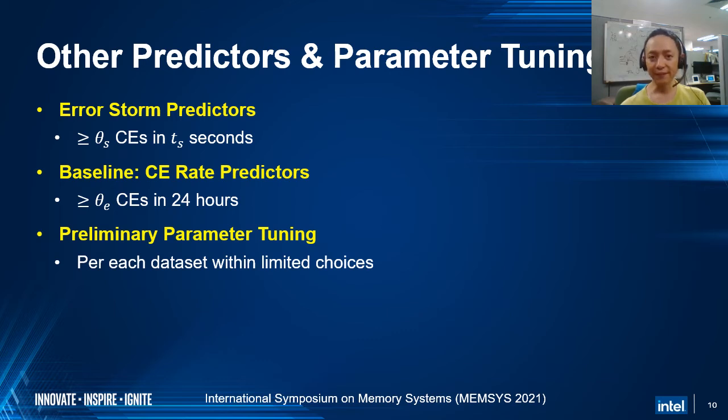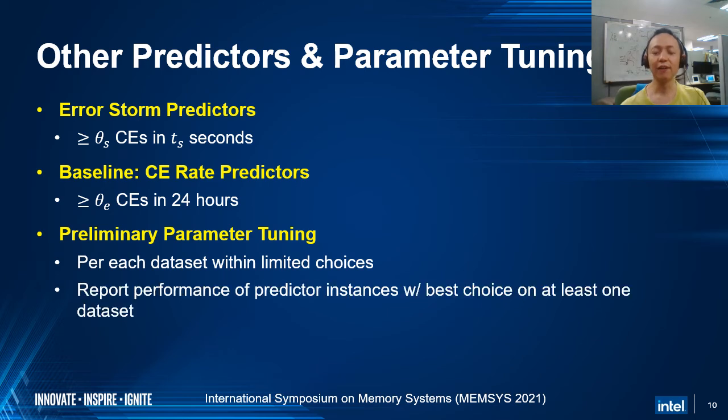All those predictors depend on certain parameters. We take each parameter from a limited number of choices and tune the parameters for each dataset. We then obtain some predictor instances, which work best on at least one dataset. We report the performance of those predictor instances in the cross-dataset comparative study.